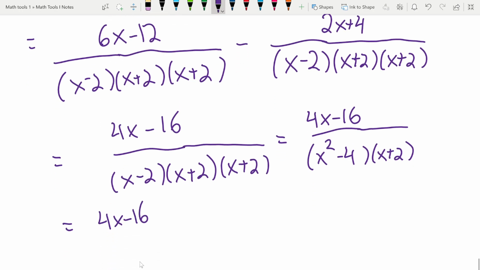So let me scroll over: x cubed plus 2x squared minus 4x minus 8. Okay.